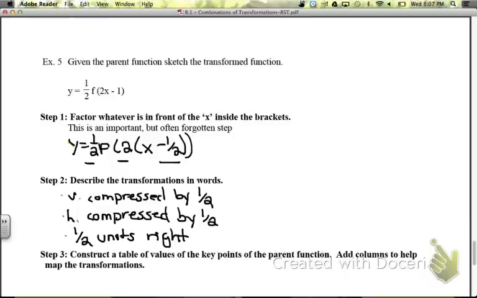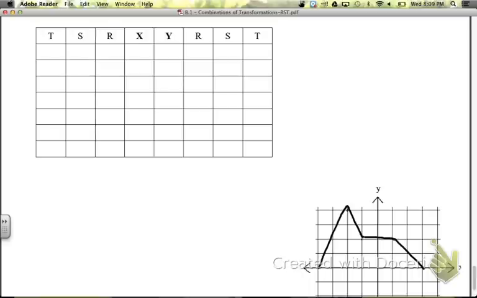So now let's look at our function and actually do an RST table. So our parent function is shown here, and our points for our parent function, let's look at each coordinate. Our first coordinate, starting from the left, is -4, 0. Our second coordinate, moving to the right, is going to be -2, 4. Our next one is -1, 2. And then we have 1, 2, and 3, 0.